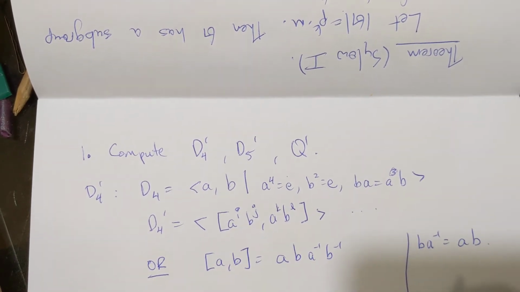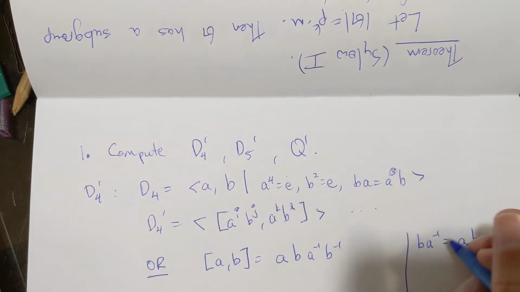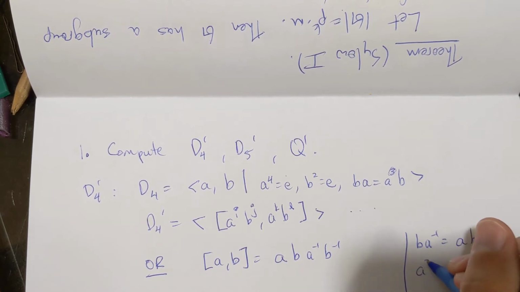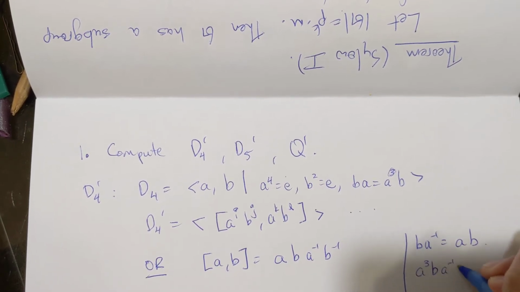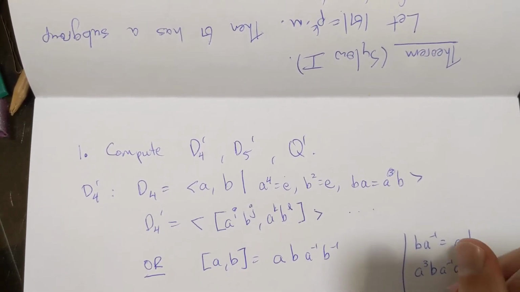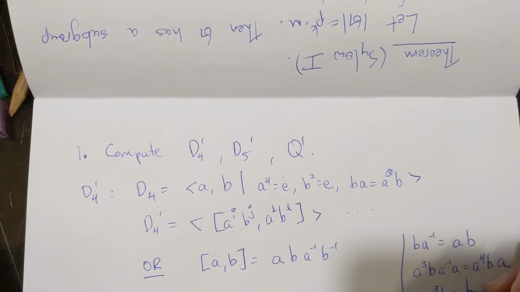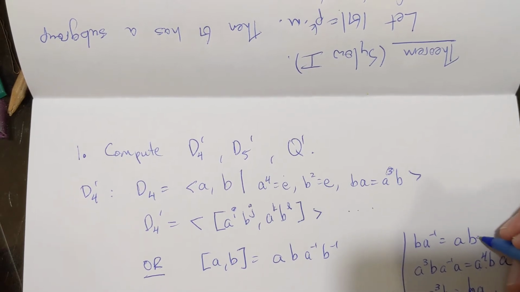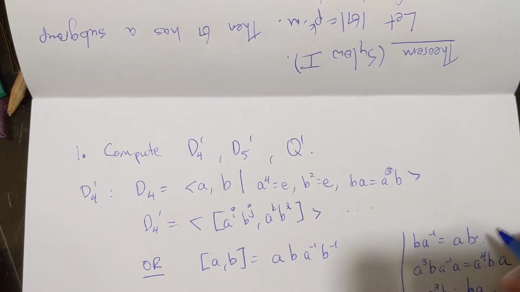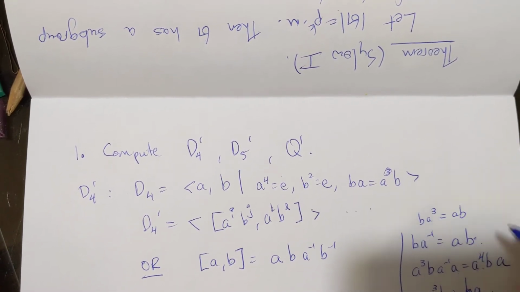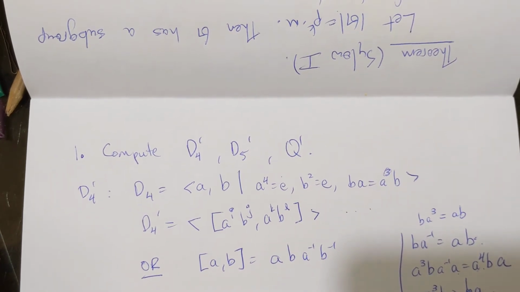Why is that? Well, take this equation. Multiply on the right by A and on the left by A cubed. You get A cubed B A inverse A equals A to the fourth B A, and A to the fourth is the identity. A inverse A is the identity, so you get A cubed B is just BA. In other words, you get this same relation back. So if you start from this relation, you get this relation. So B A inverse equals AB, or you could just use B A cubed equals AB. We proved that in class at some point.